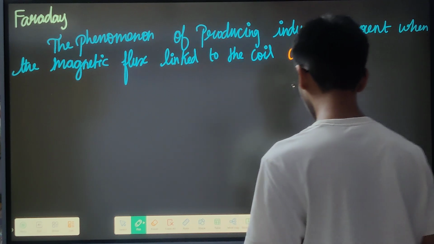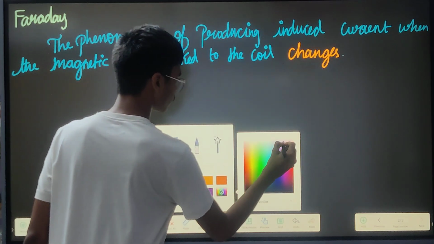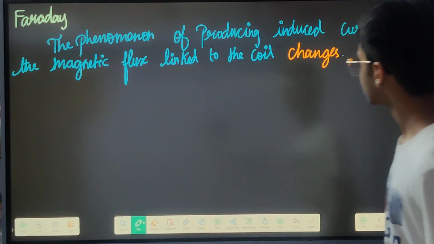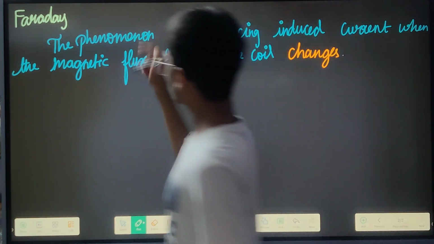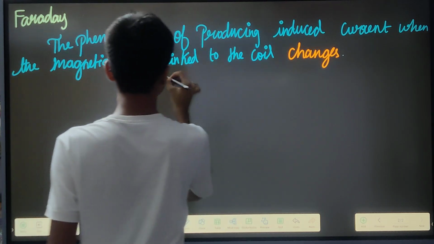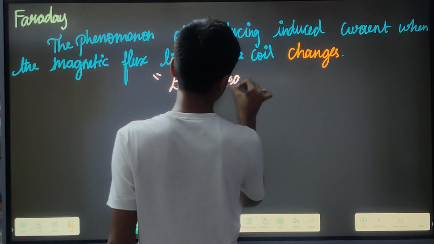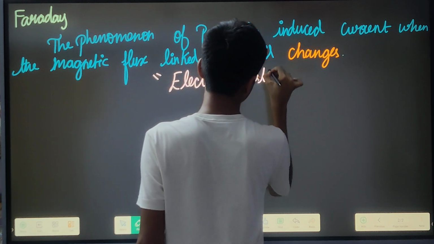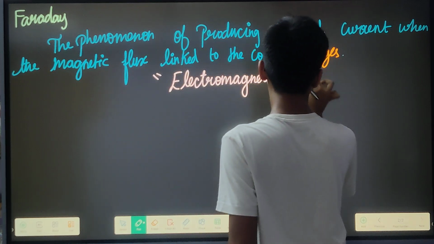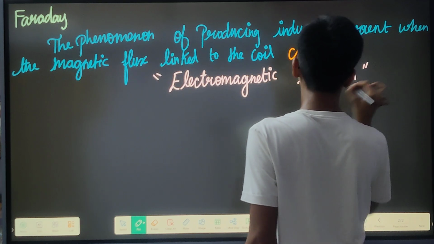So this is the induced EMF in the coil. This is your first definition: the phenomenon of producing induced current when the magnetic flux linked to the coil changes is what is said to be electromagnetic induction.